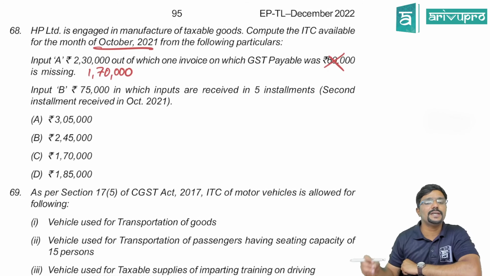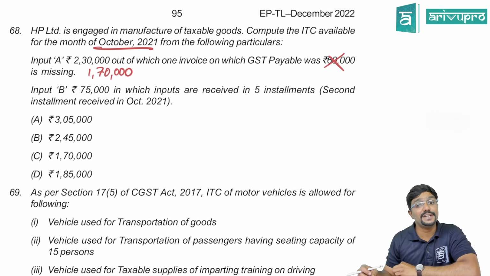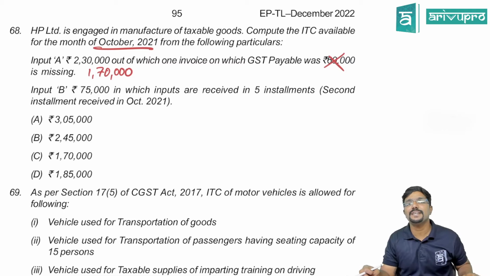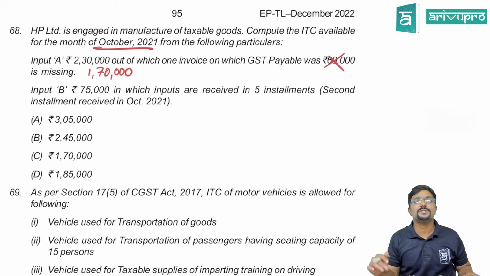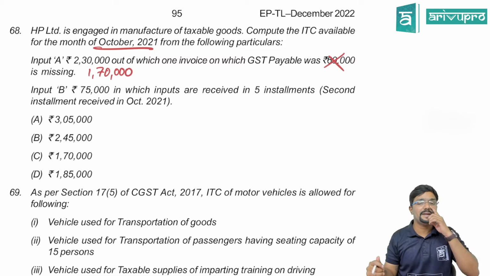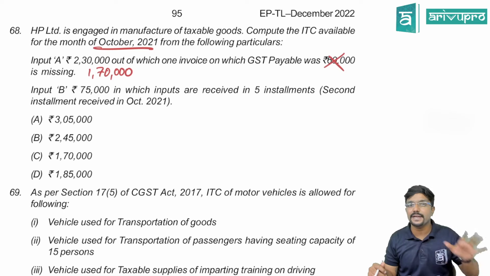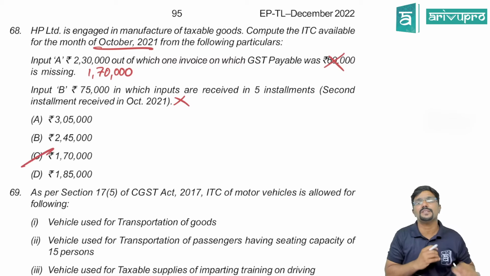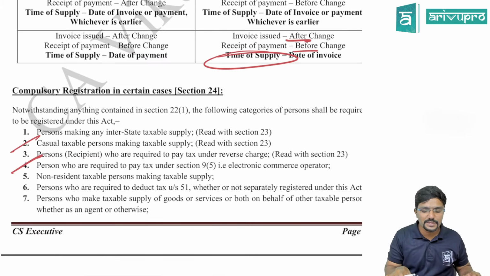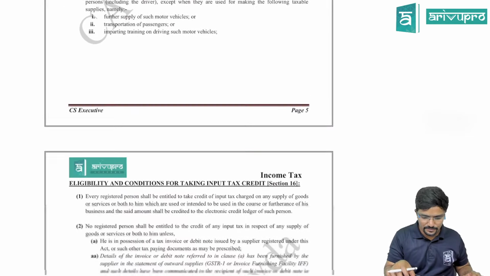Then input B 75,000, in which inputs are received in 5 installments. Second installment is received in October. See, when the goods are received in installments, as per the proviso to section 16.2, it clearly tells only when you receive the last installment, you can claim the entire ITC. So here proportionate ITC is not allowed. So can I claim this ITC in October? No. So how much ITC can I claim? HP Limited can claim only 1,70,000. So this is with respect to section 16.2.